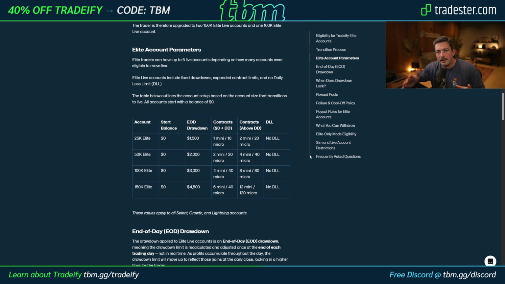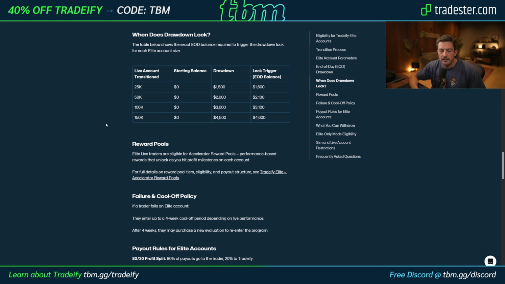You can have 5 live accounts at once. So if I have my 5 sim funded accounts, my 5 50K select accounts that I have right now that I've chosen the flex path for, all of those can get upgraded to live at the same time, and then I would have 5 live accounts through Tradeify at once. So the rules are very standard on the live accounts, nothing big there. You can take money out after you have made money on the live accounts, okay?